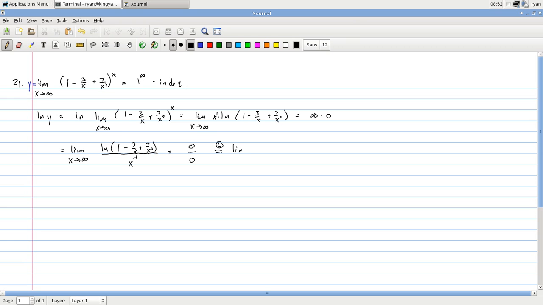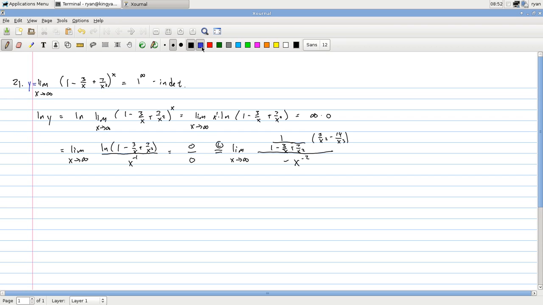So this gives us the limit as x goes to infinity. Now we take the derivative of the numerator. This gives us 1 over (1 minus 3 over x plus 7 over x squared) times the derivative of the inside, 3 over x squared minus 14 over x cubed. And this is all divided by the derivative of the denominator, which is negative x to the minus 2.